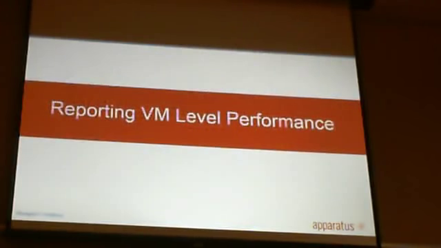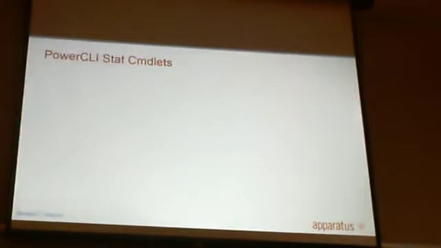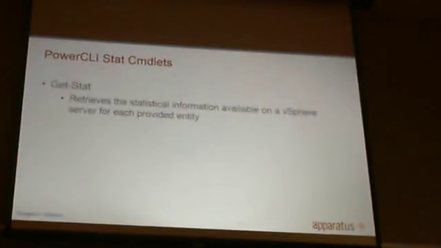So let's take a look at VM level performance. Now, when you're taking a look at your VM level performance, you're going to see a couple things you really need to know. There are different stat commandlets that exist. You've got Get-Stat, and this is going to retrieve the statistical information on a vSphere server for each provided entity. So there is a parameter called entity that you can specify, and for every single entity you specify, it's going to return the different statistics that are available.